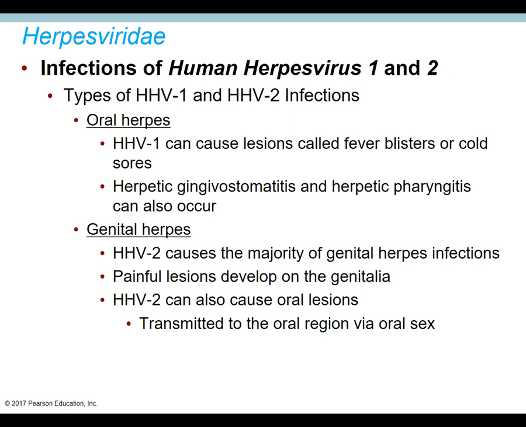Now, genital herpes, that's usually caused by HHV2, but it can be transmitted to the oral region, so some oral infection could be HHV2. Because if there's oral sex with someone who has an HHV2 genital infection, then it can transfer. The lesions are very painful.